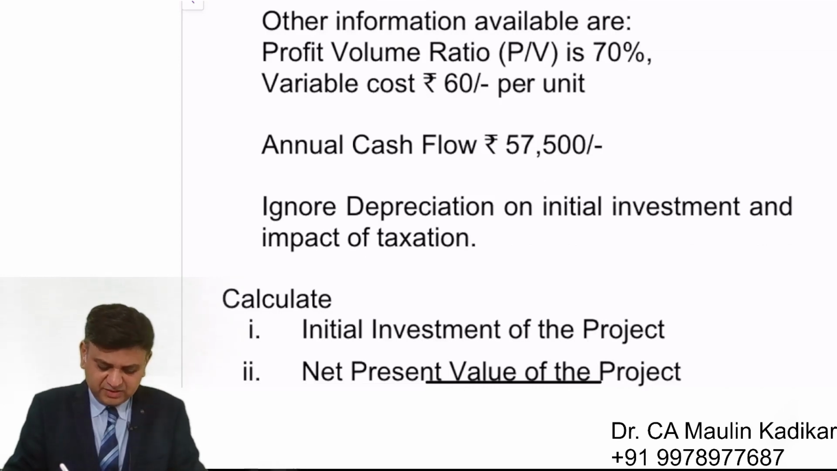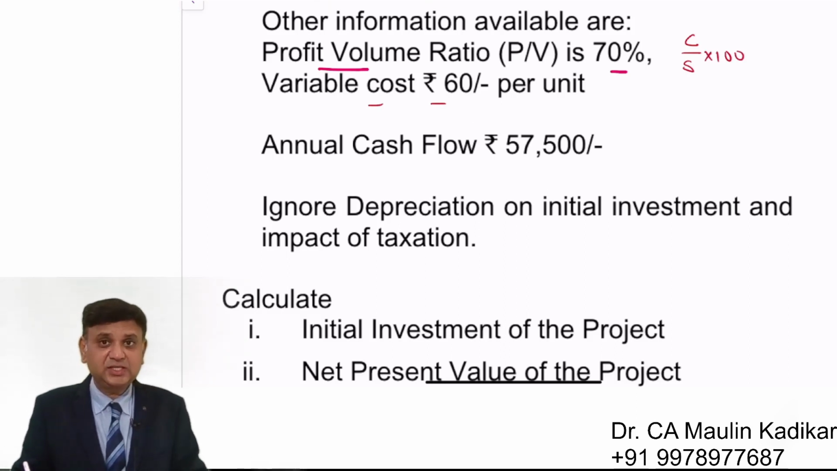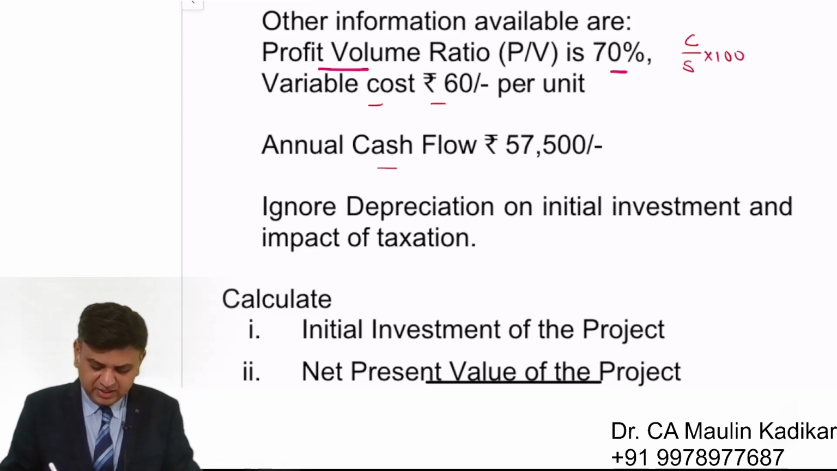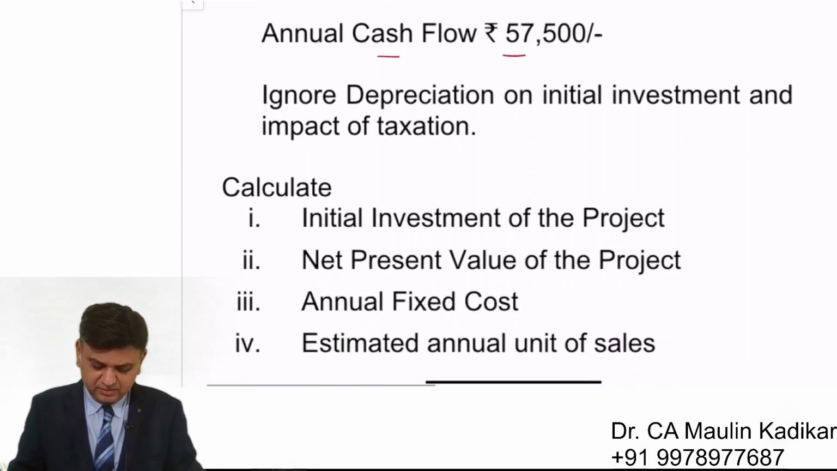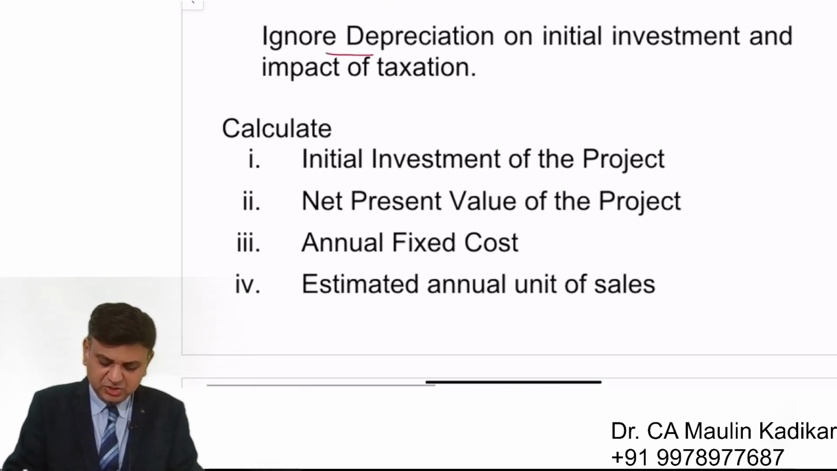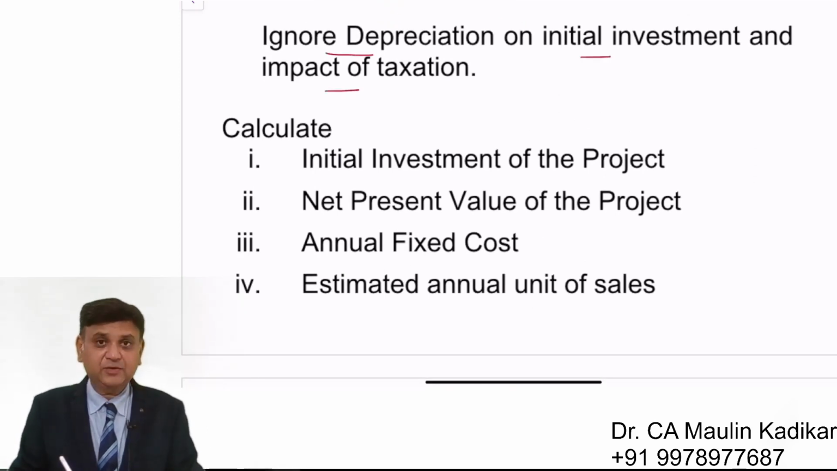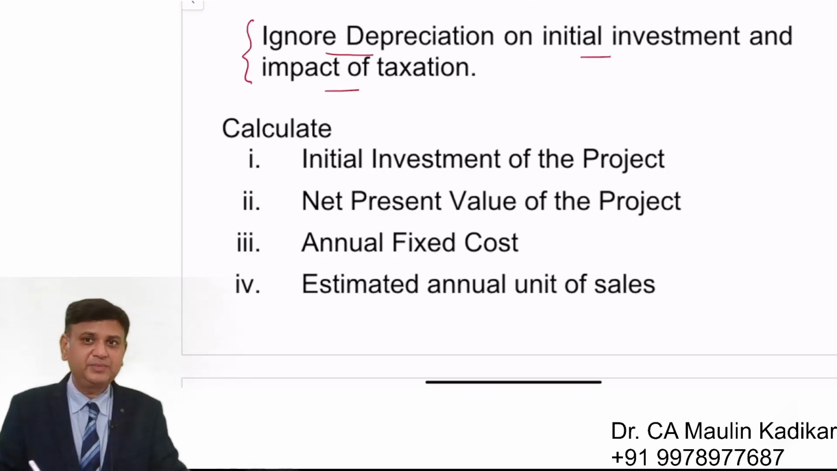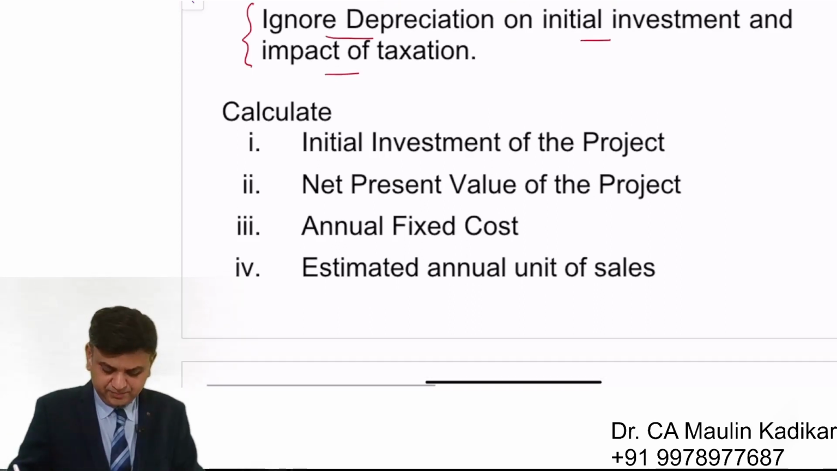Other information is given. Profit volume ratio is 70 percentage, that is contribution upon sales into 100. Variable cost per unit is 60 rupees. Annual cash flow is 57,500. Ignore depreciation on initial investment and impact of taxation. So whenever we have to ignore tax, we have to ignore depreciation, of course.